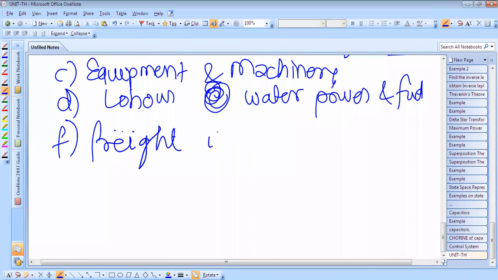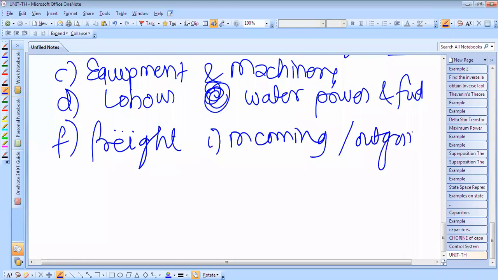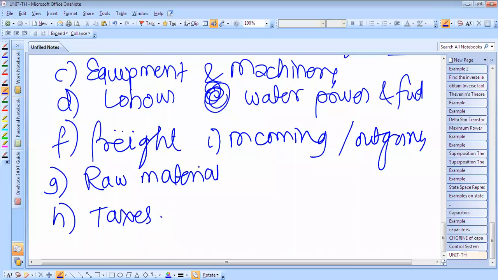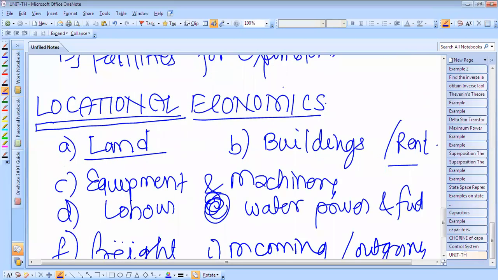Freight, that is incoming or outgoing. Next is the raw material. Okay, raw material, and then there are the taxes. So these factors will decide the locational economics, whether that location is economical or not.